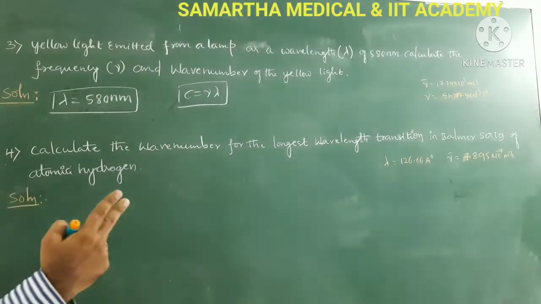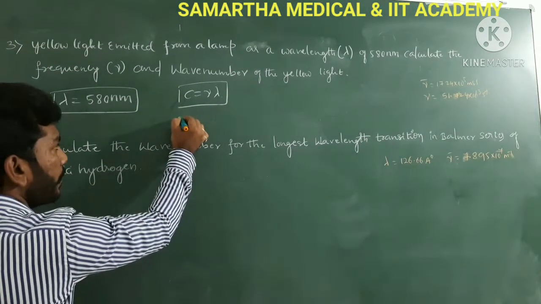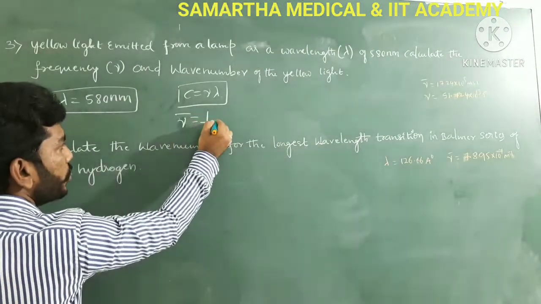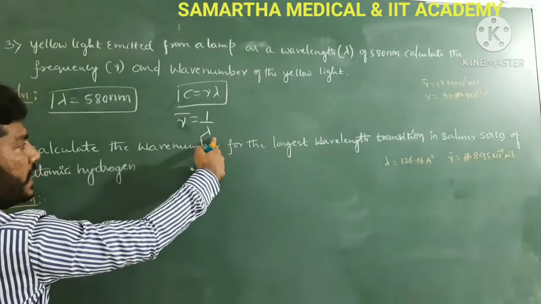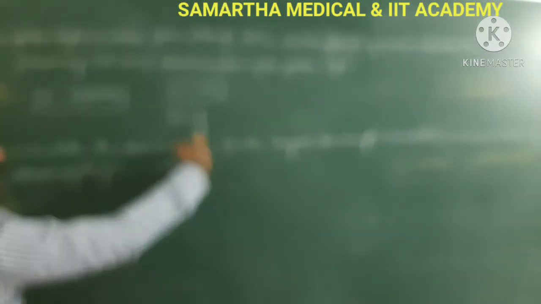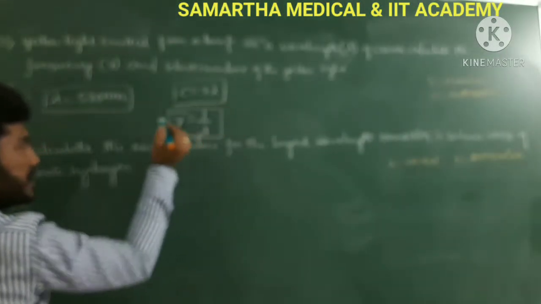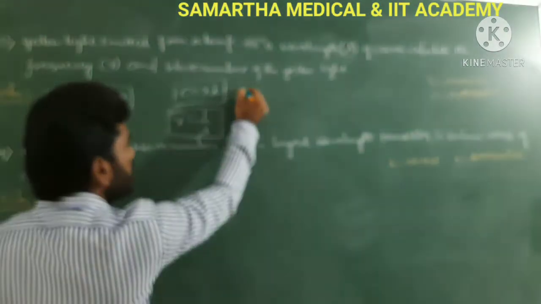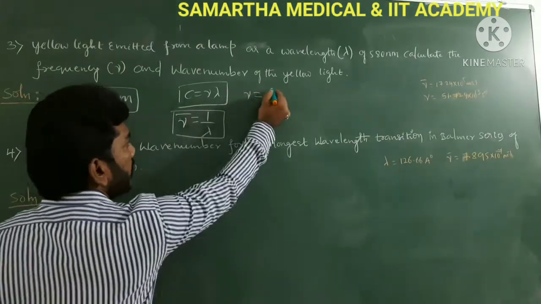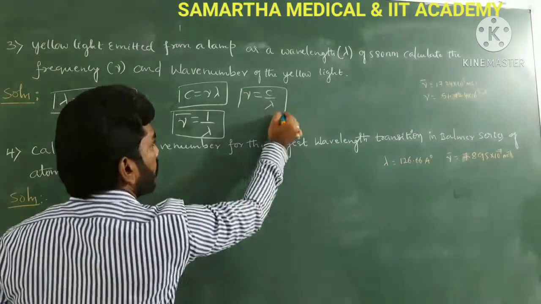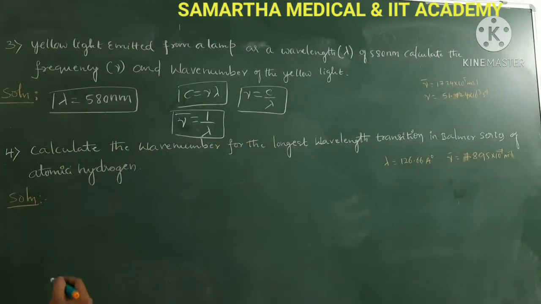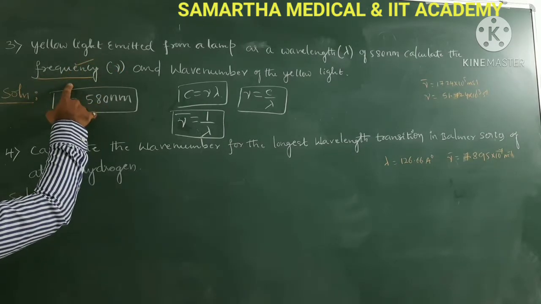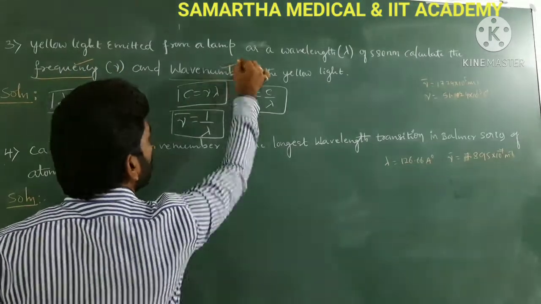So we are going to get two equations, guys. One will be for wave number. For wave number we have one formula, that is nu bar equals 1 by lambda, which means wave number is nothing but the reciprocal of wavelength. And one more equation we are going to have, that is nu equals c by lambda. So right now we are going to calculate frequency and wave number.